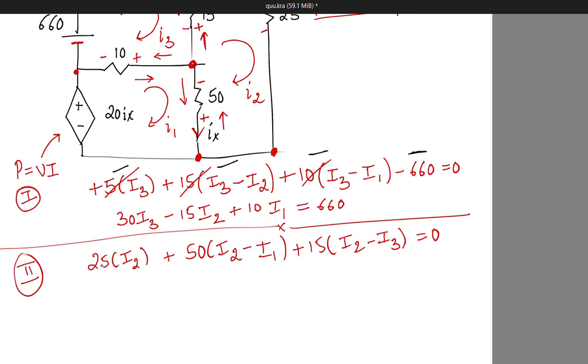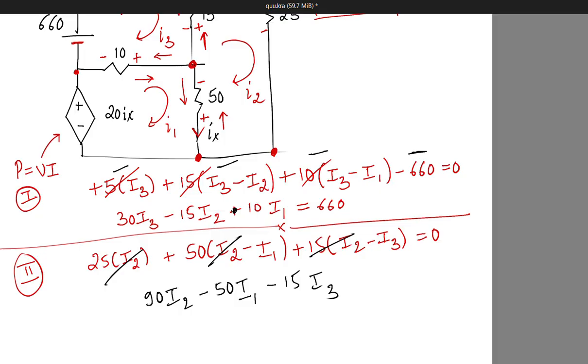Now simplifying this will give us 25 I2, that is 50 I2, that's already 75, 80, and 90 I2. So that's 90 I2. Now for I1, you have minus 50 I1. So I'll write minus 50 I1. And finally, what do I have? This I2 is gone. So I just have minus 15 I3, right?